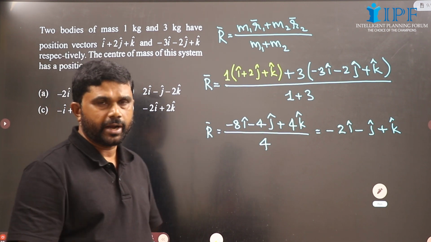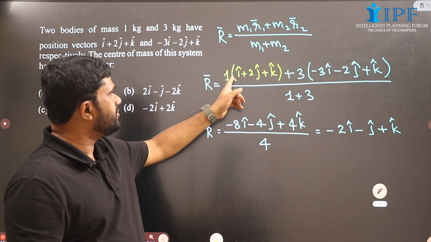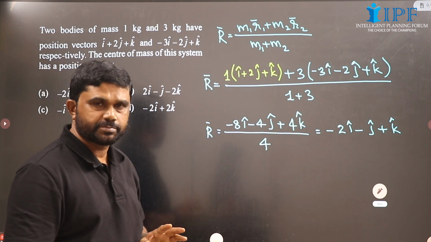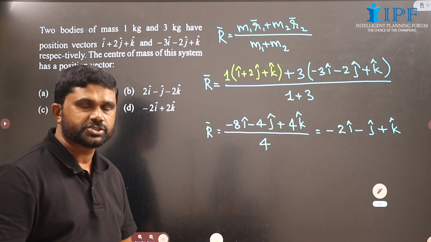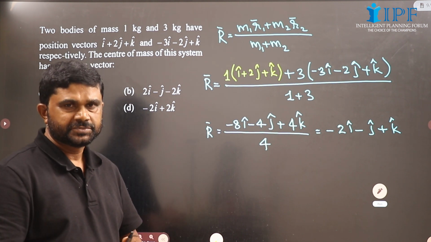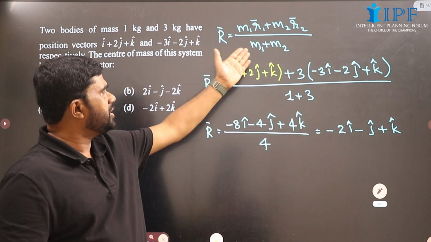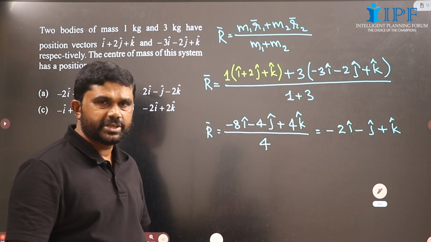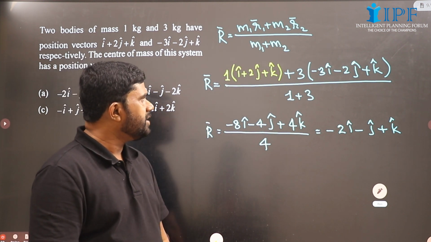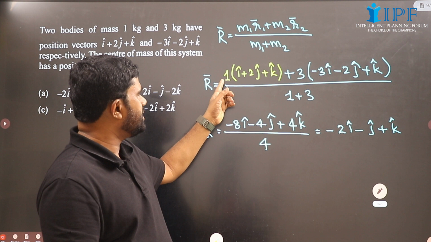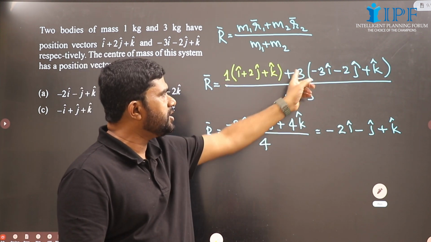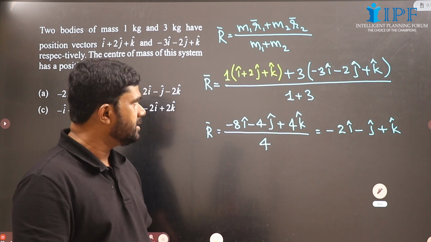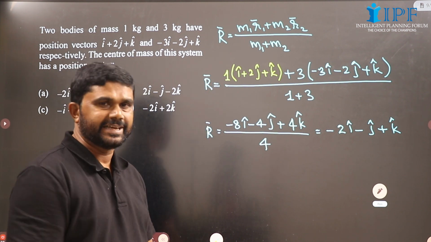m1 is 1 kilogram and its position vector is given in component form, which I have substituted. m2 is 3 kilogram, its position vector is also given in component form. Divided by m1 plus m2, that means 1 plus 3. If we multiply, here we have i and here we have minus 3i into 3, that is minus 9i, plus i, that will be minus 8i.